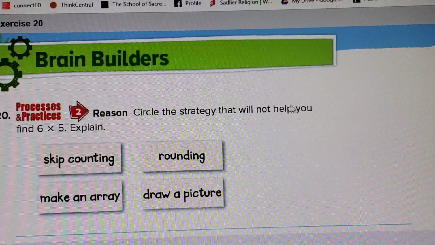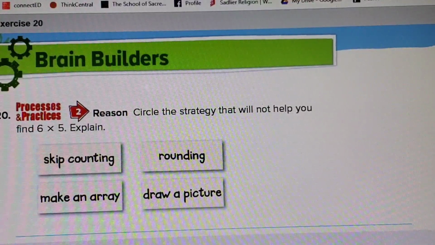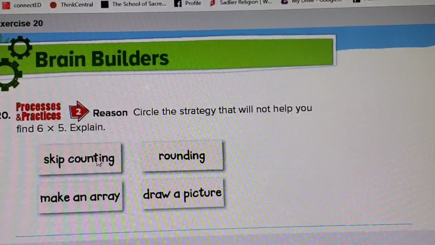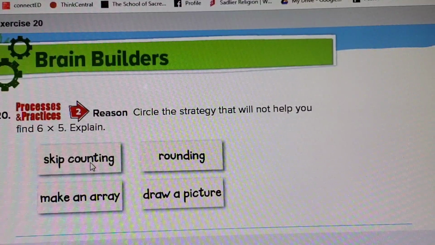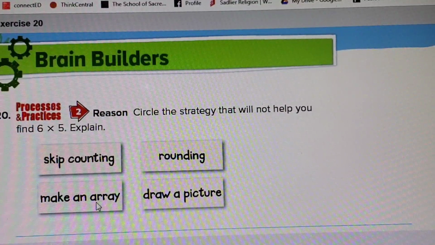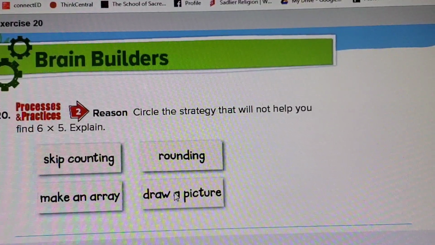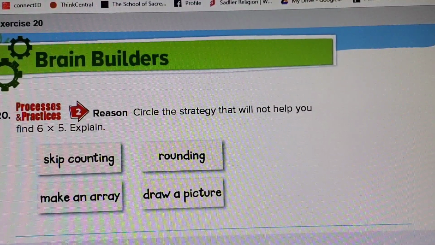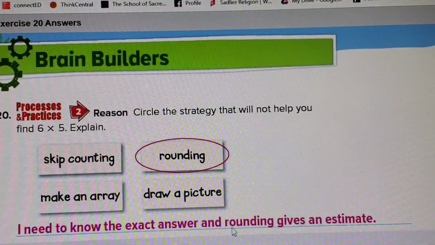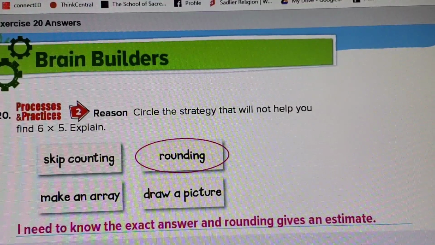Circle the strategy that will not help you find 6 times 5. So look at these: skip counting, rounding, make an array, draw a picture. The only one that won't help you is rounding, because rounding gives an estimate and we need an exact answer.